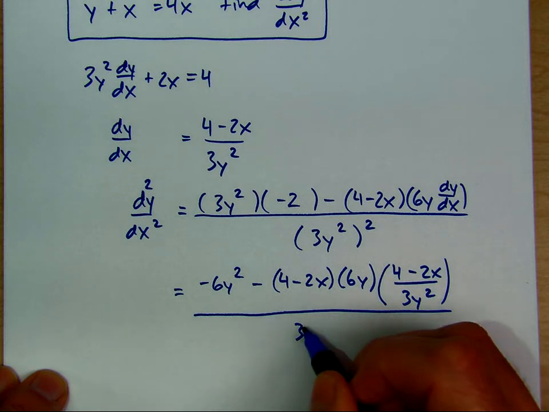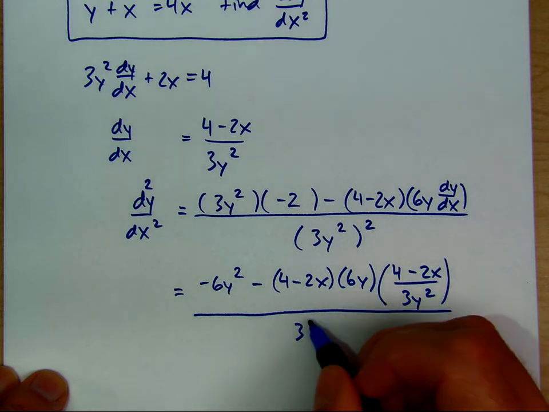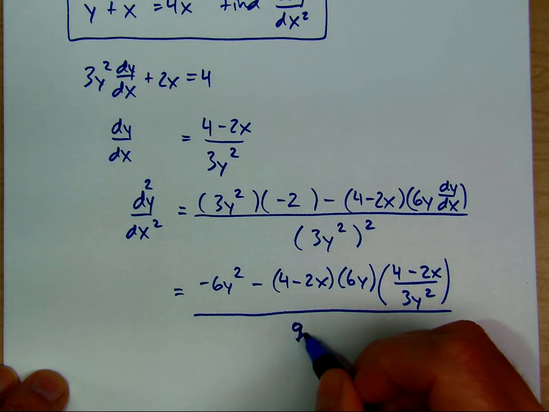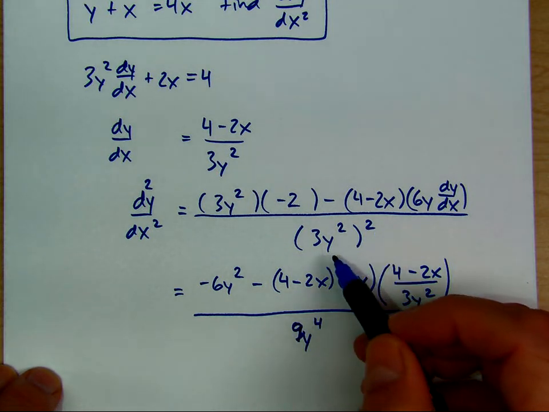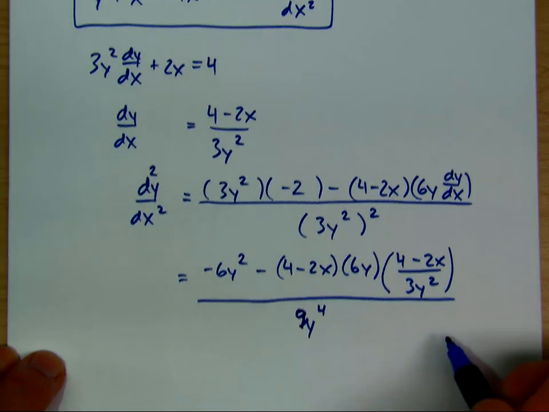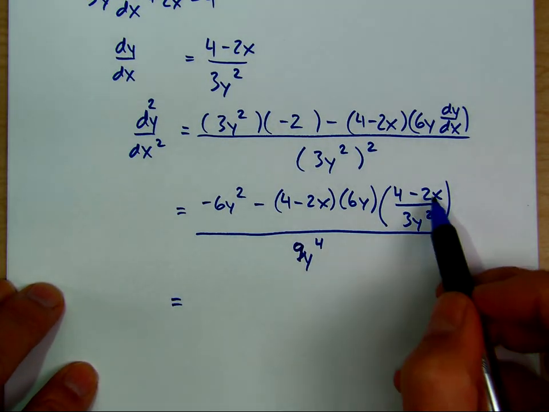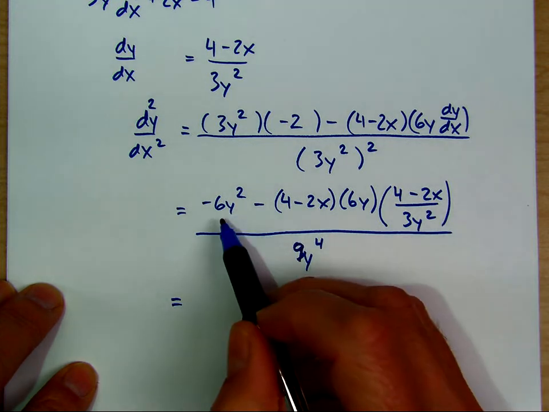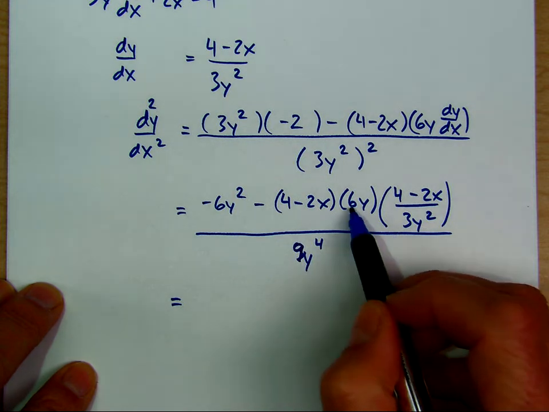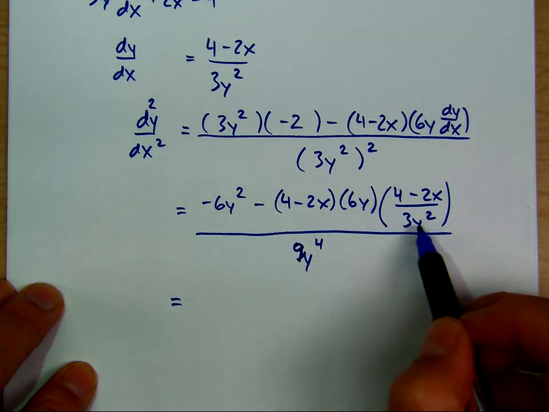That should be 9y to the 4th. So if we square that, 9y to the 4th. Okay, we have all of this with this denominator. Let's get the same denominator over here. Oh, before we do that, we have a 6y and a 3y squared. Well, that can reduce, so we have a smaller denominator.